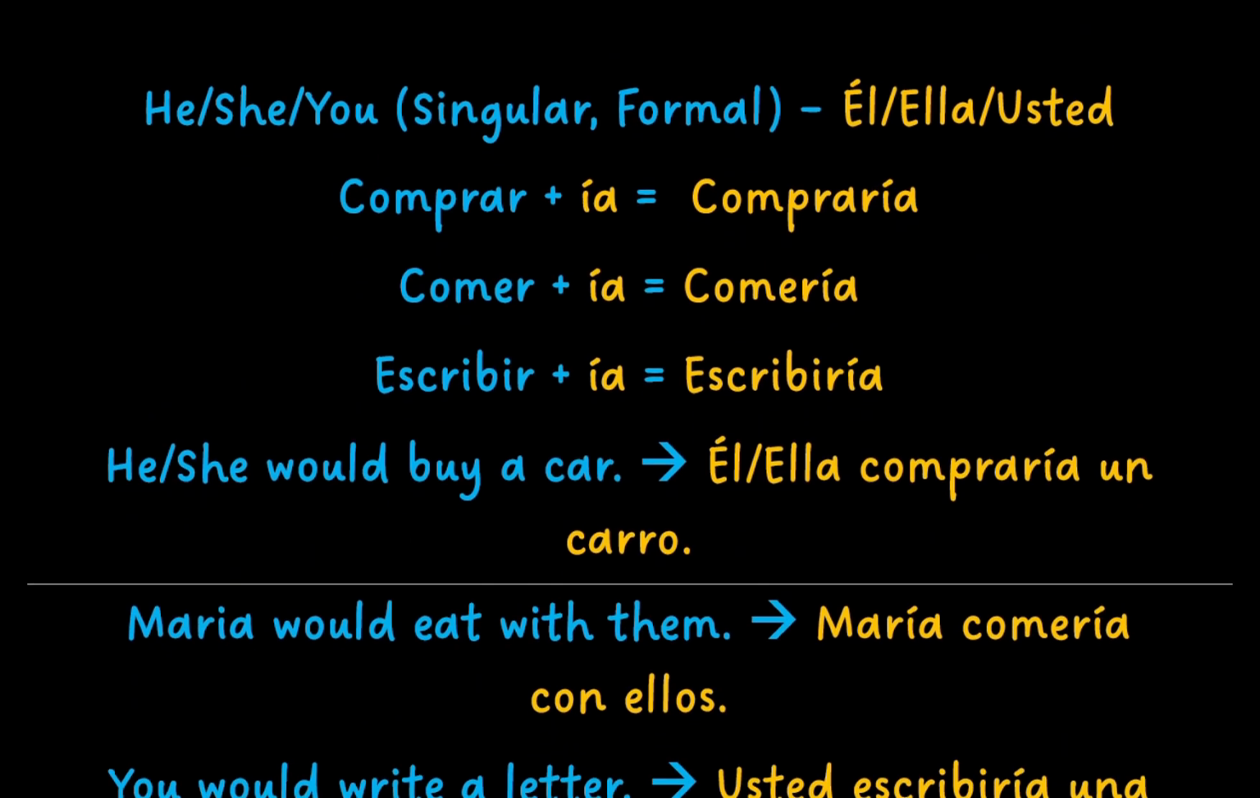He in Spanish is él, she is ella, and you when talking to one person formally is usted. To conjugate this, we add í with an accent, a. So to say he, she, or you would buy, comprar becomes compraría. To say he, she, or you would eat, comer becomes comería. And to say he, she, or you would write, escribir becomes escribiría.